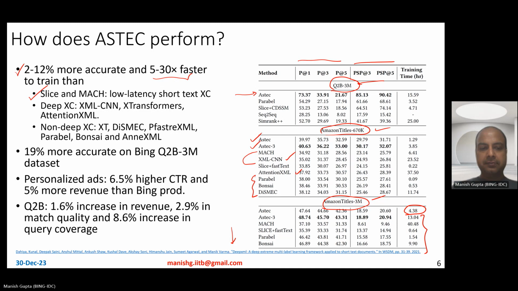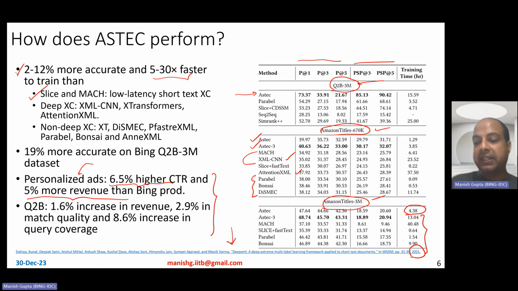Okay, so that's that. In fact, in real deployments, people found that in suggesting personalized ads, it led to 6.5% higher CTR and 5% more revenue compared to the current Bing production system in 2021. Okay. Query to bid phrase computation, well, it led to 1.6% increase in revenues, 2.9% improvement in match quality, and 8.6% in query coverage. So basically, it has been deployed in Bing production system and seen to perform extremely well.